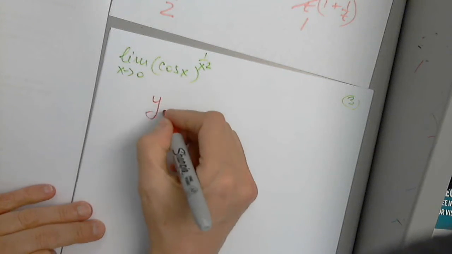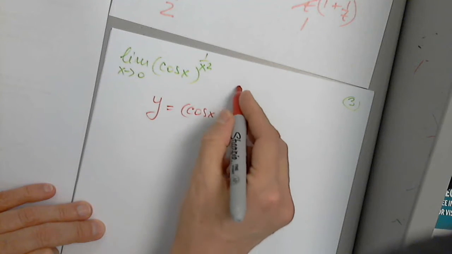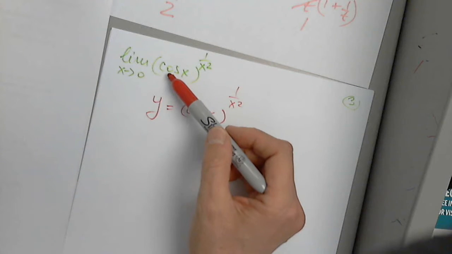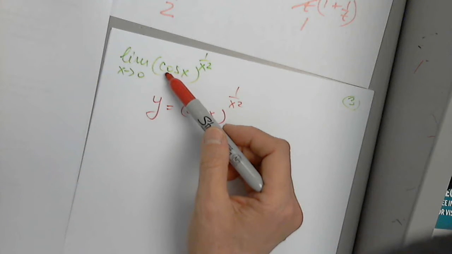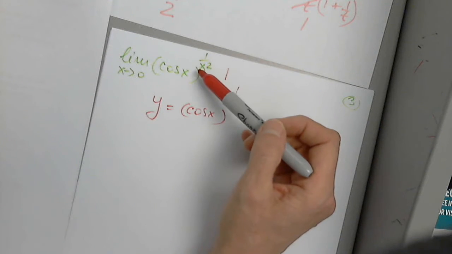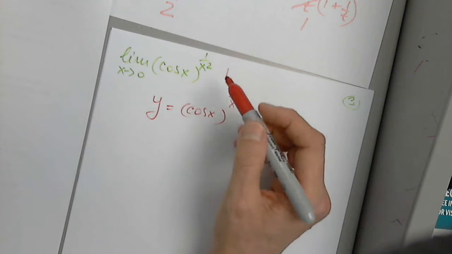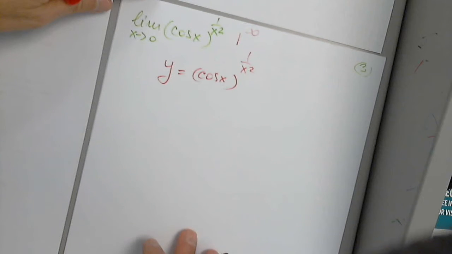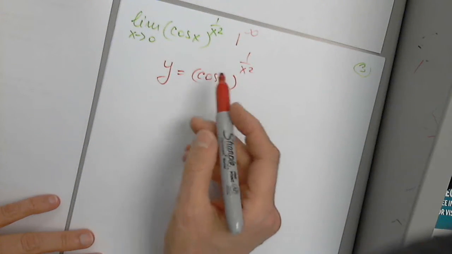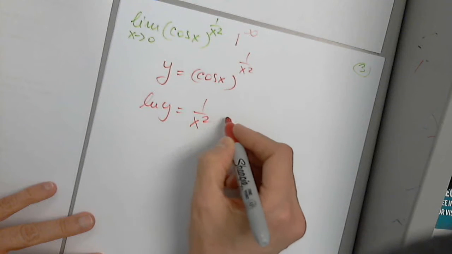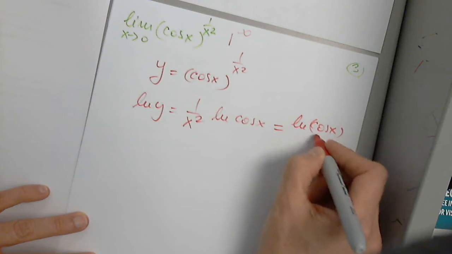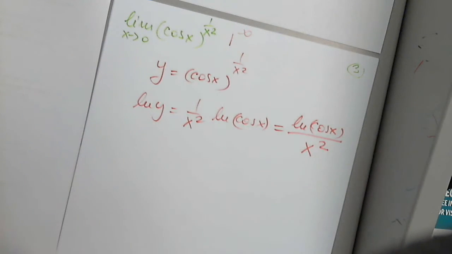Yes, so first of all, I have to denote the function by y equals cosine x raised to 1 over x squared. And before that, we have to identify the indeterminate case. So when x approaches 0, cosine approaches, very good, 1. And 1 over 0 is, regardless, infinity. On one side or the other, it is still infinity. Okay, very good. So we apply natural log. So we get 1 over x squared, natural log of cosine x. It is wise to rewrite it like this, which is the same thing.